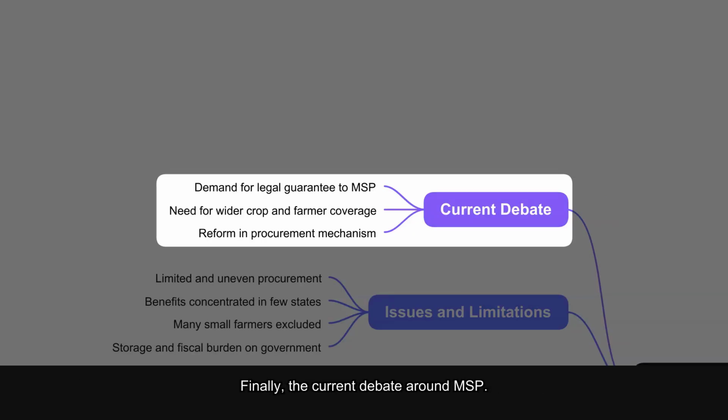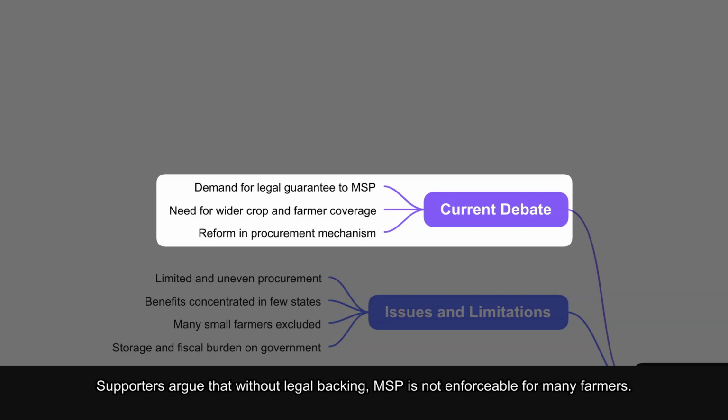Finally, the current debate around MSP. One major demand is a legal guarantee to MSP. Supporters argue that without legal backing, MSP is not enforceable for many farmers. Another debate is the need for wider crop and farmer coverage. Many farmers want MSP benefits to reach more crops, more regions, and more producer groups.